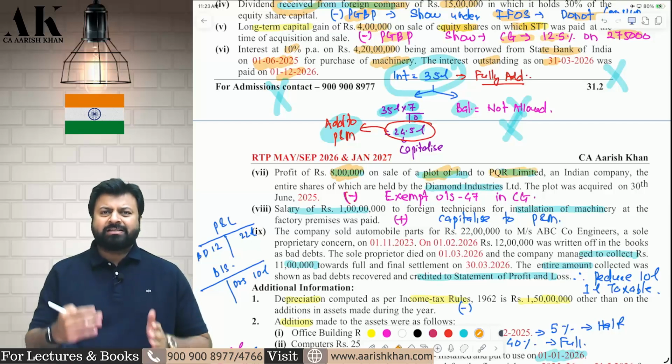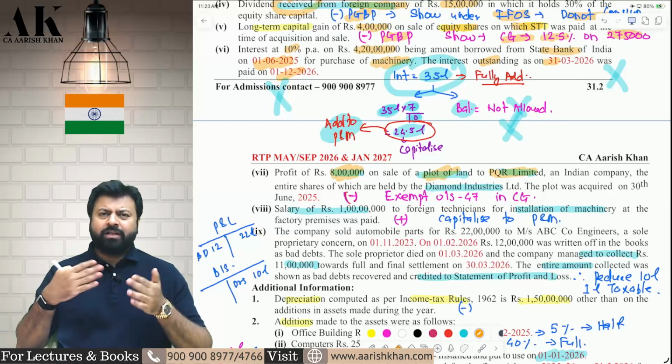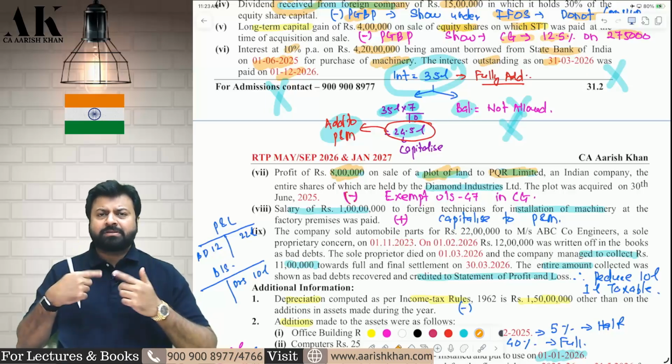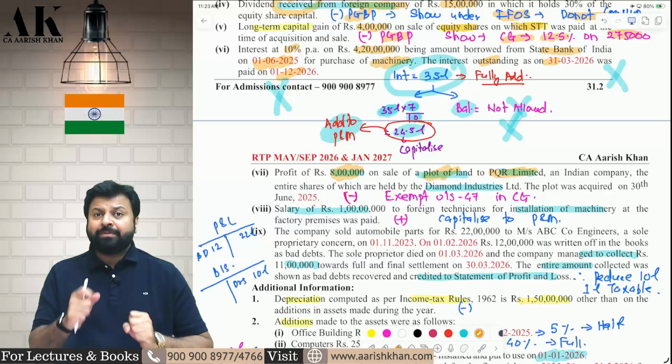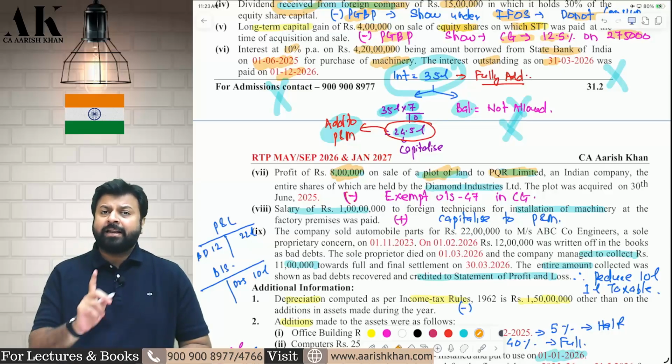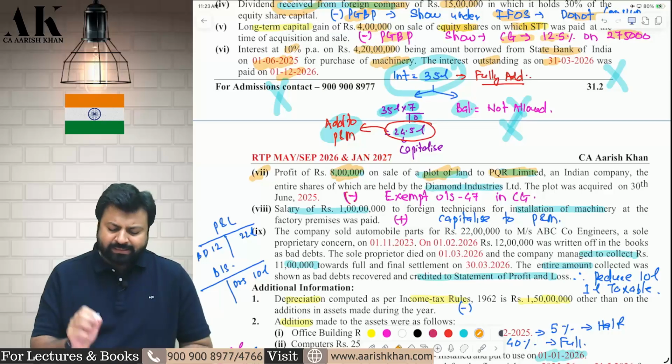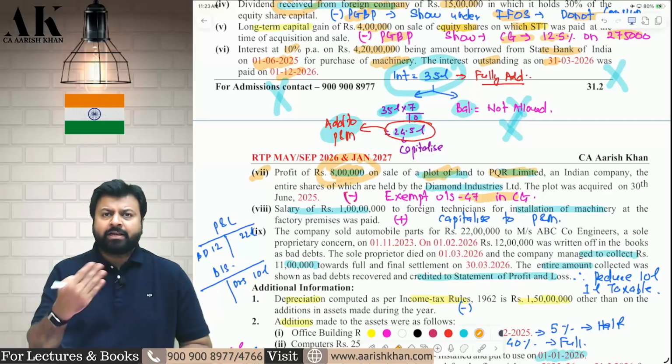Who is PQR Limited? This is a transfer of land between 100% holding subsidiary. If a 100% holding subsidiary transfers any capital asset within themselves, then it is exempt provided the recipient should be an Indian company. If the recipient is an Indian company, it is exempt. In this case, it is exactly happening like that only. So reduce 8 lakh from PGBP and show under capital gains, write a note that it is exempt.